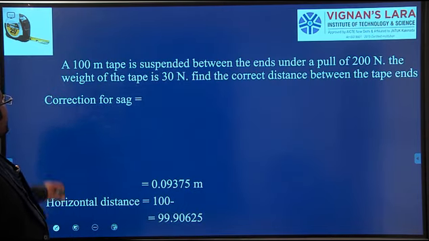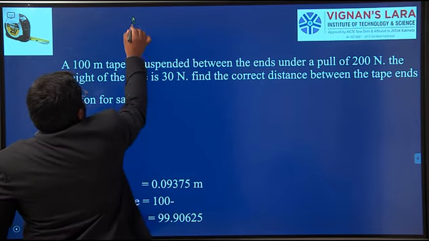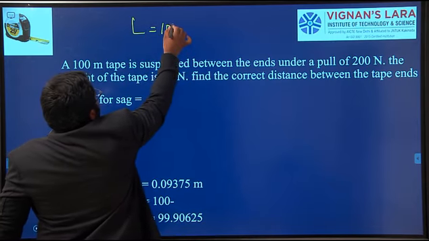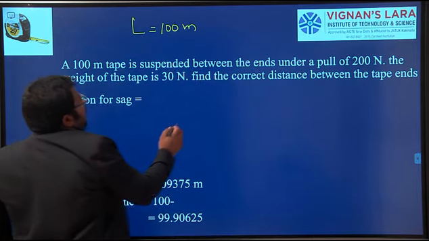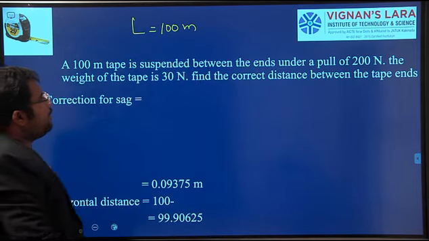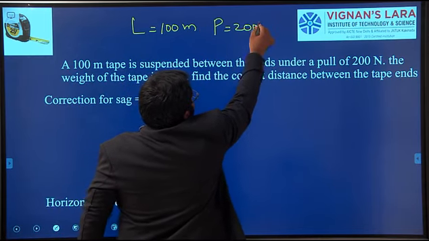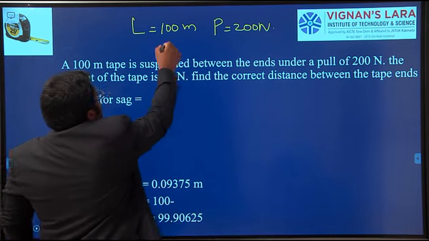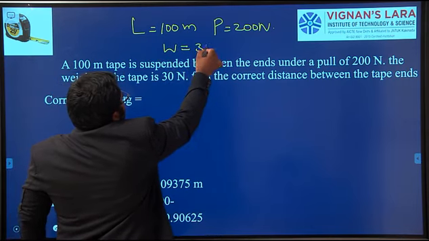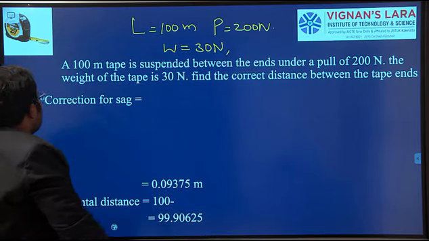Okay. Next, a 100 meter length, right? A 100 meter tape, L is equal to 100 meter, was suspended between two ends under a pull of, what is the pull here applied? 200 newtons. The weight of the tape is W is equal to 30 newtons. Find the correct distance between the tape ends.